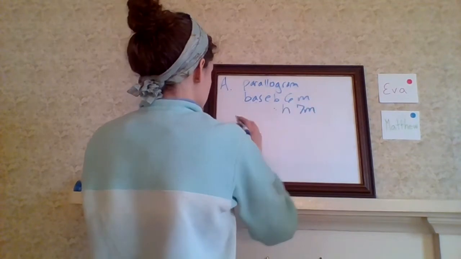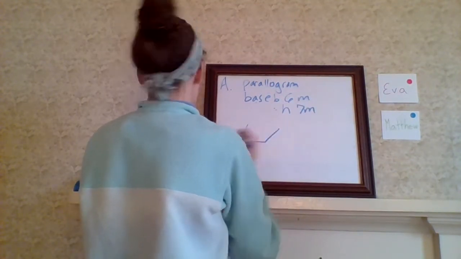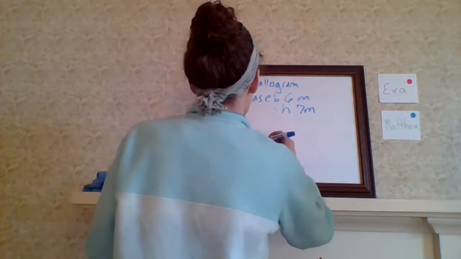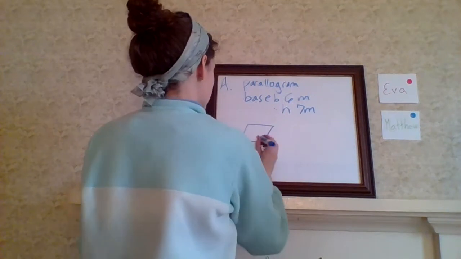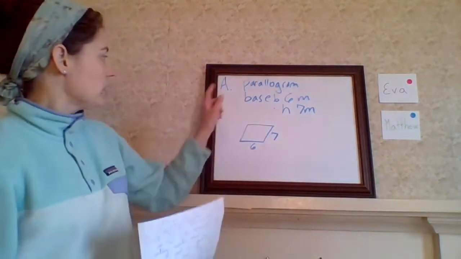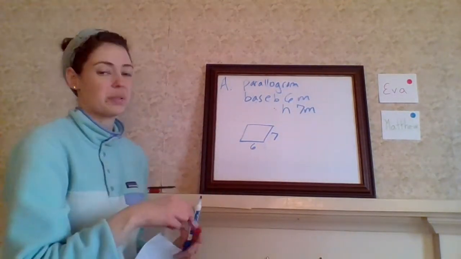So the base is 6 meters and the height's a little bit longer than it. So, that's not very good. It doesn't have to be perfect, but we do want to have it somewhat accurate. So 6 meters and 7 meters. Oops, I went and did our sketch too quickly. Let's go through our steps here.